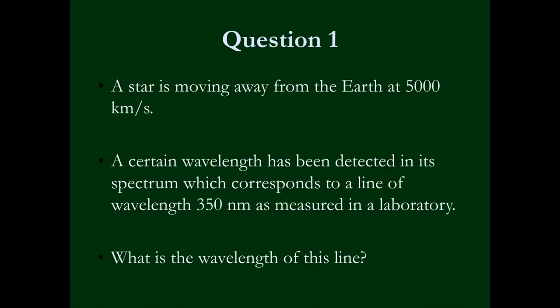Now, here's an example. A star is moving away from the Earth at 5,000 kilometers per second. A certain wavelength has been detected in its spectrum, which corresponds to a line of wavelength 350 nanometers as measured in the laboratory. What is the wavelength of this line? So think about it. I'm going to put up questions, so pause now, do your calculations.